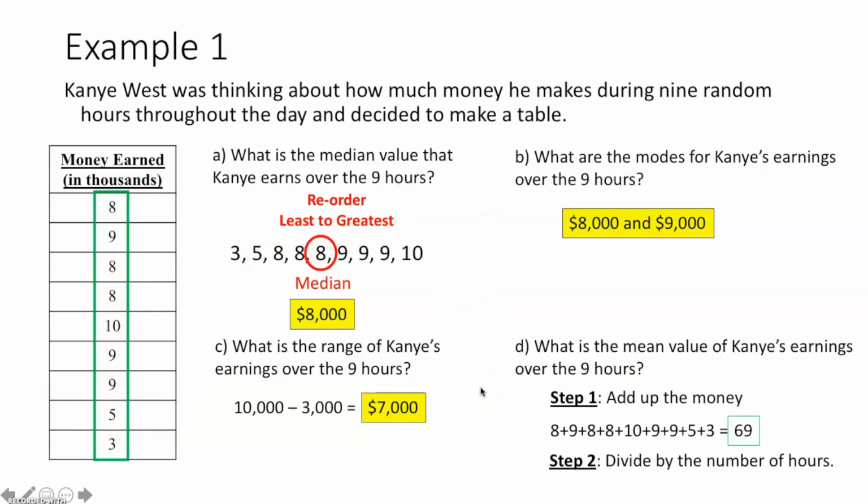So we divide by the number of hours, that would be 9. And you end up getting approximately 7.6 repeating, or $7,666.67 if you round it.